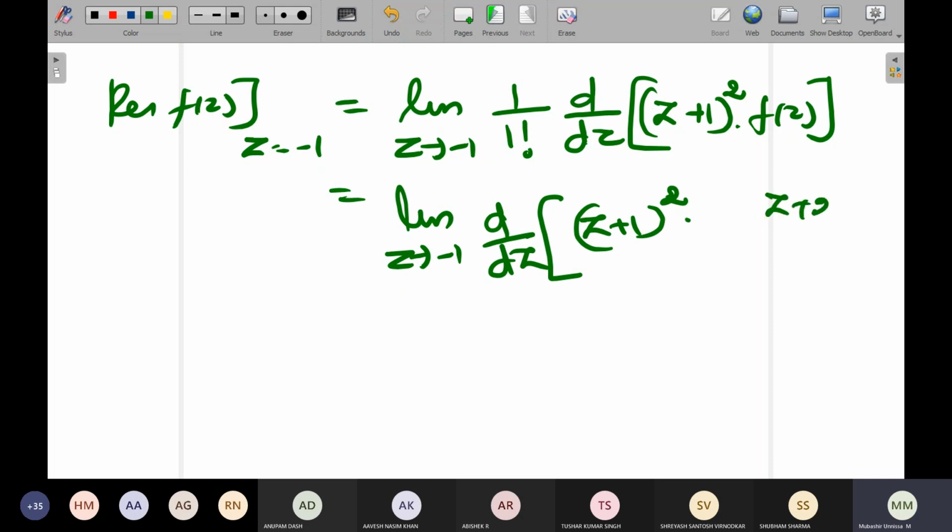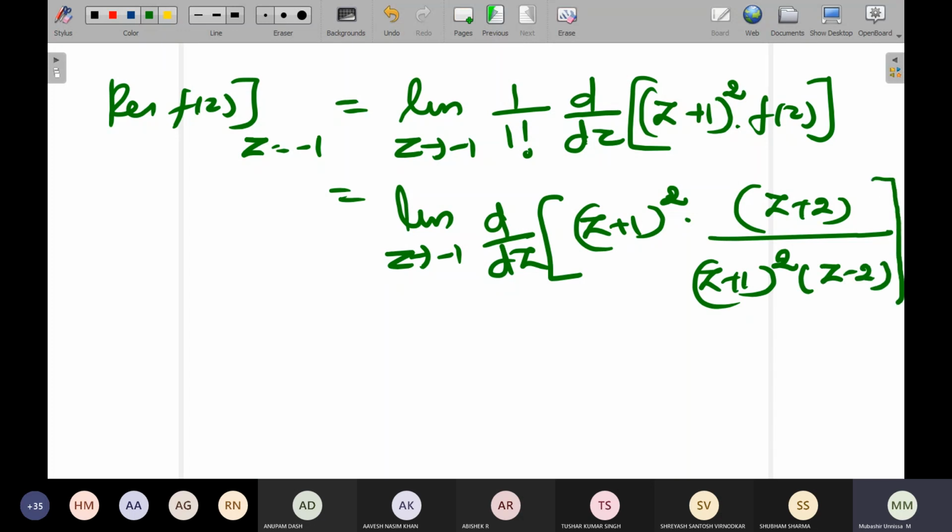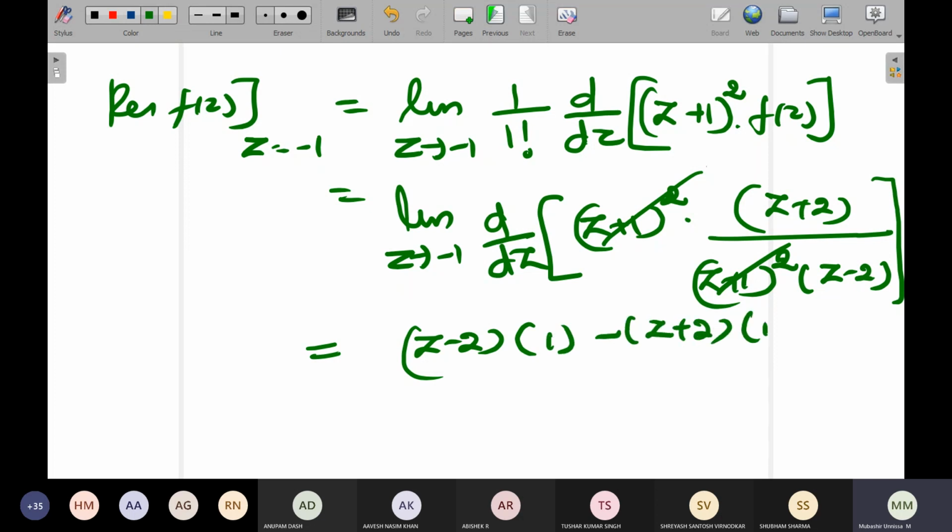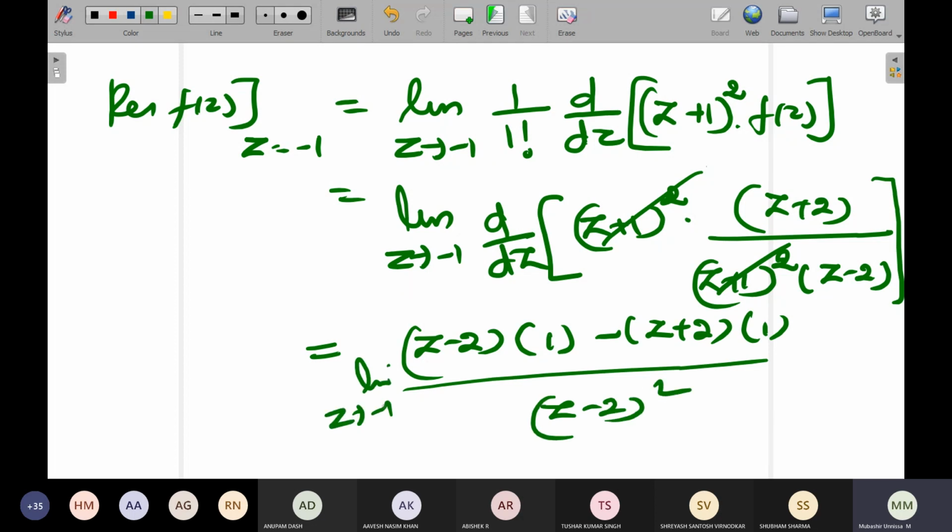What is your f of z? Z plus 2 divided by z plus 1 the whole square into z minus 2. Now z plus 1 the whole square will get cancelled. Now first differentiate it, then apply the limit. When you differentiate, you get z minus 2 into the differentiation of the numerator, which is 1, minus z plus 2 into the differentiation of the denominator, all divided by z minus 2 the whole square. Outside you have limit z tends to -1.